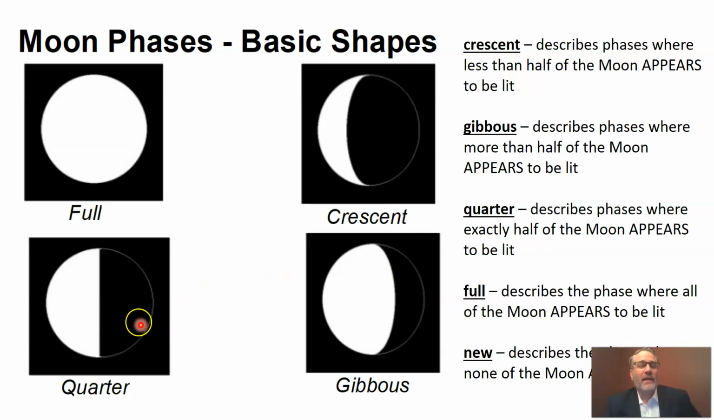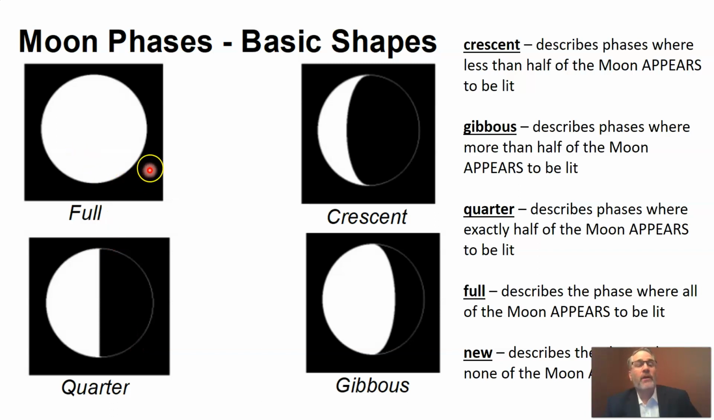What if we have exactly half of the moon? Anytime we have exactly half of the moon that appears to be lit, we call that a quarter moon. We're going to have two quarter moons. Sometimes you'll see them called first quarter and last quarter. Other times you will see them called first quarter and third quarter. It really just depends. Either is correct.